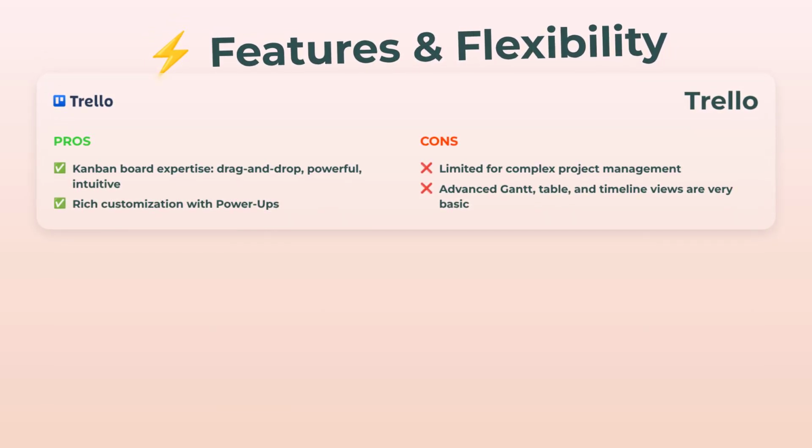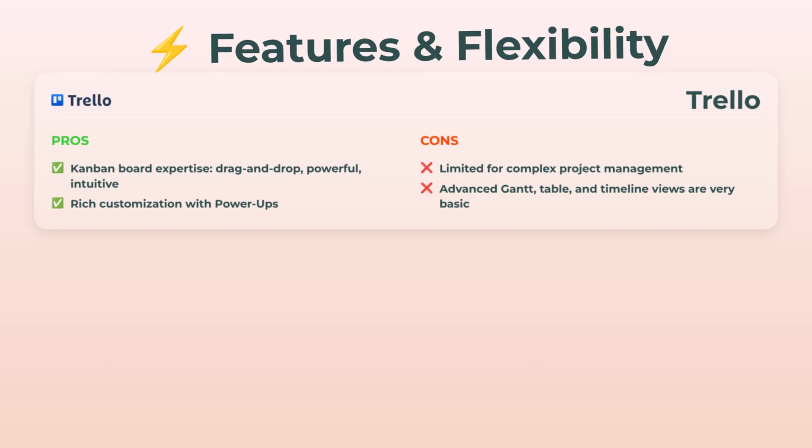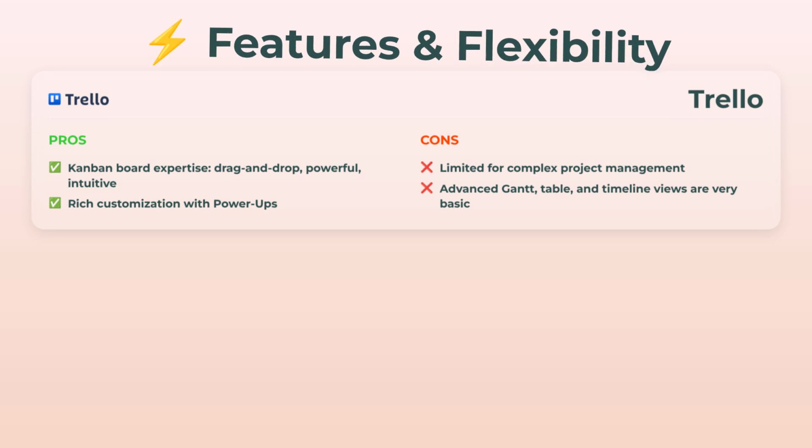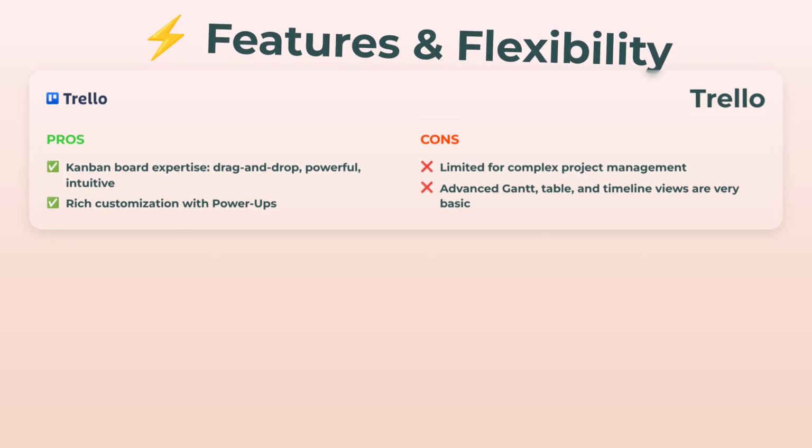Trello is the king of Kanban boards, drag and drop, so smooth, honestly, and with power-ups you can actually customize a lot. But here's the deal. If you're trying to run anything complex like, say, sprints, dependencies, or advanced tracking, Trello really starts feeling basic. Gantt, table, and timeline views exist, but they're kinda barebones.